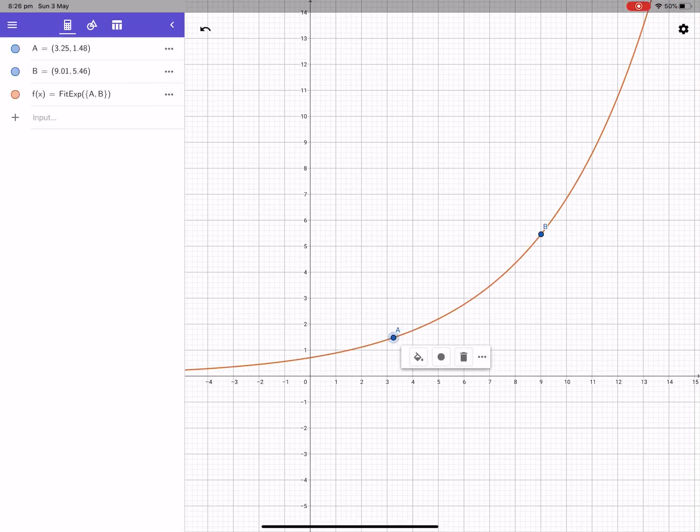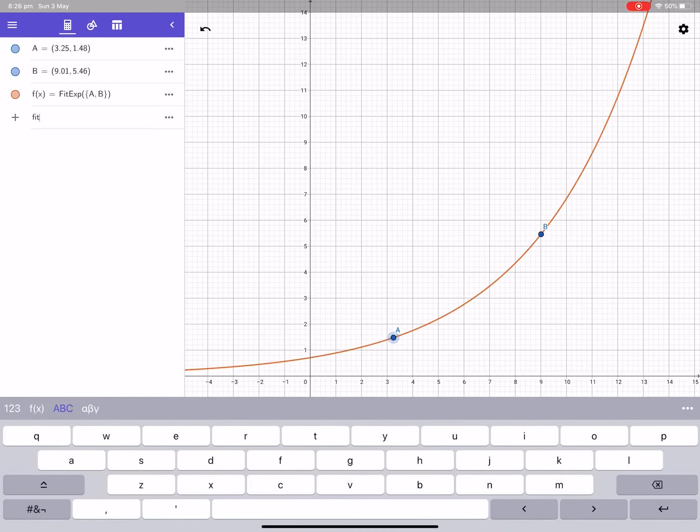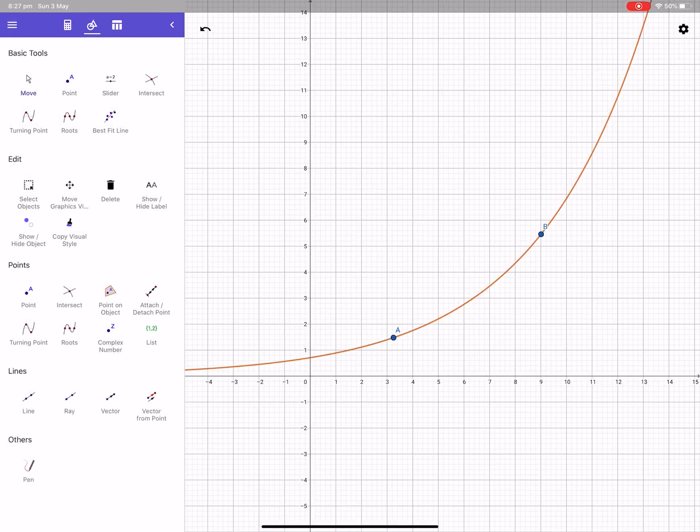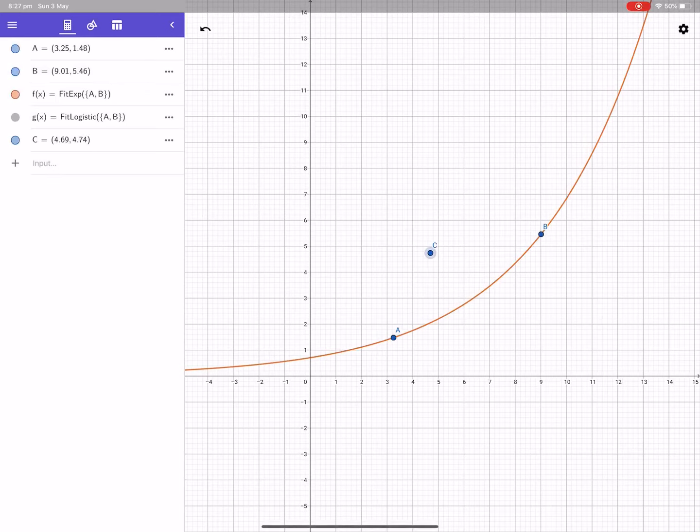If I ask it to fit a logistic, fit logistic, and hit enter, nothing happens. And that's because 2 points is not enough to determine that. So I'm going to put another point in and move that close. I just didn't want it to be on the curve.